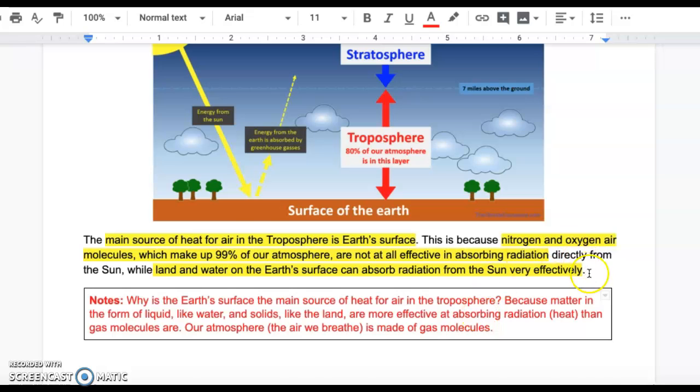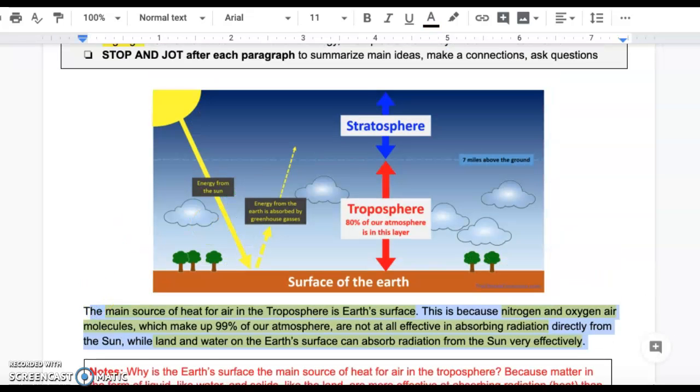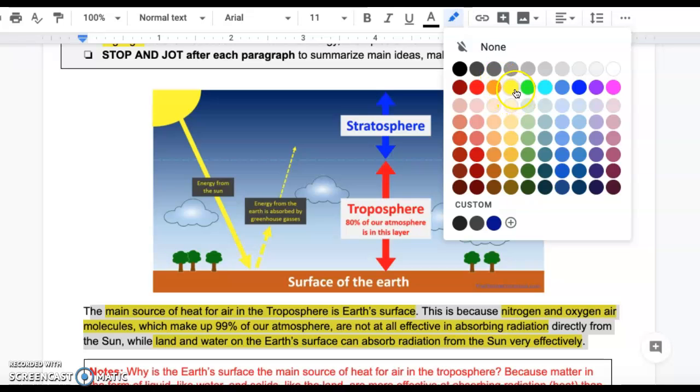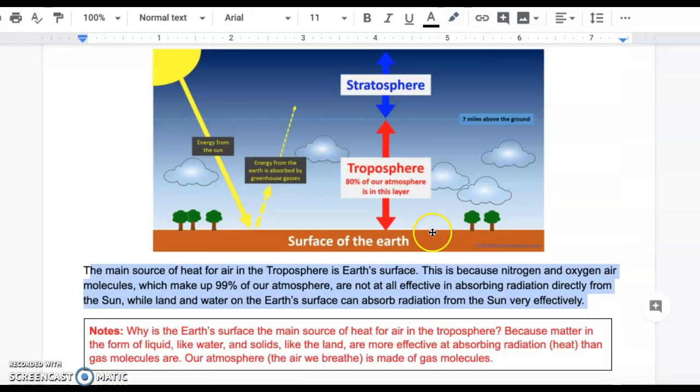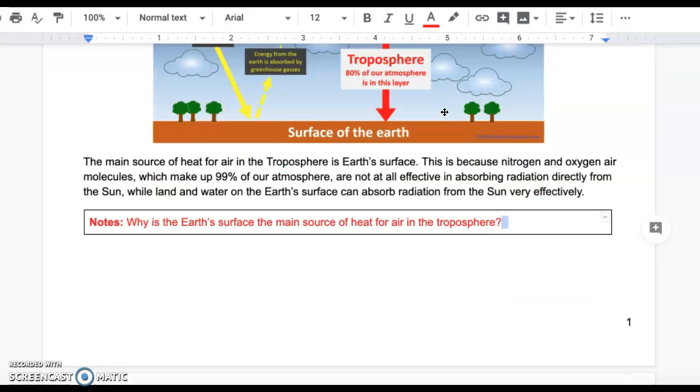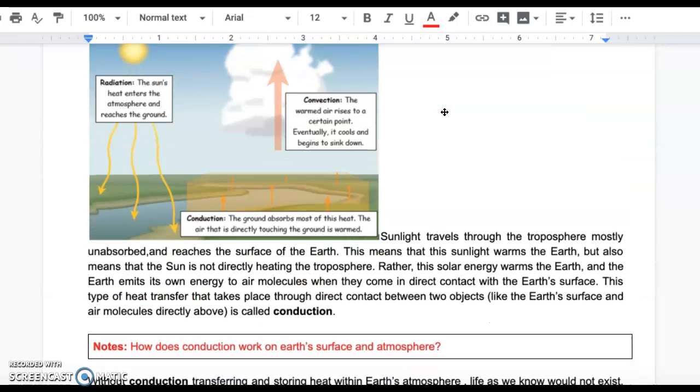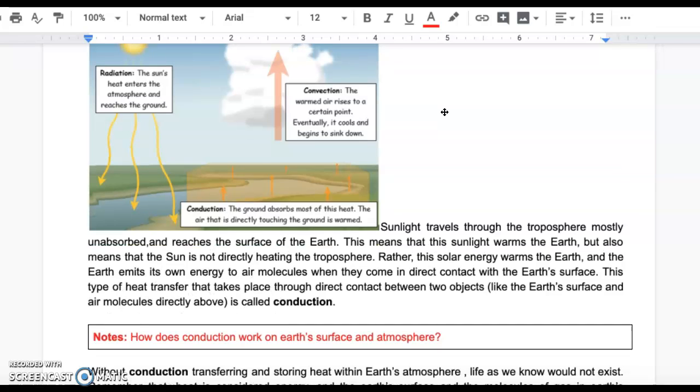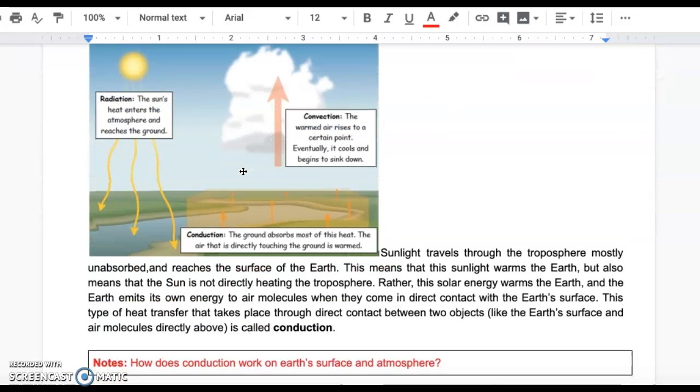Okay, so I modeled what the first one should look like, but now I'm not going to answer all of the questions for you. I'm going to expect you to do that, but I will keep reading.